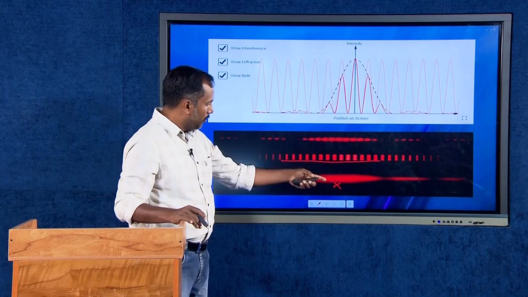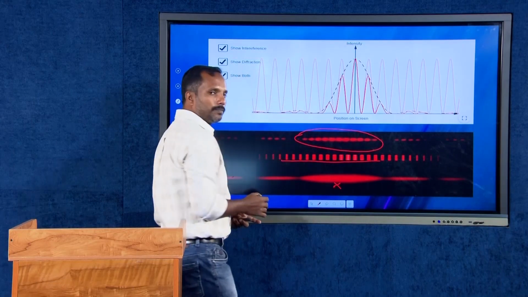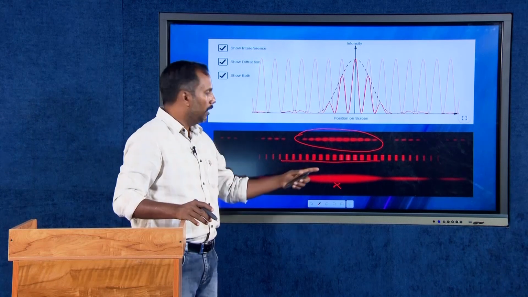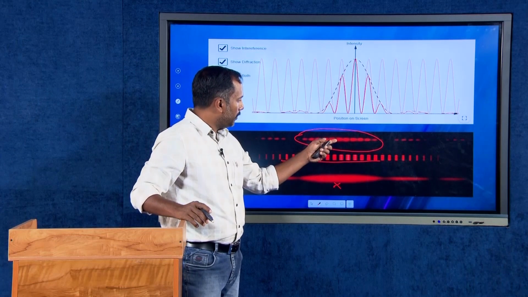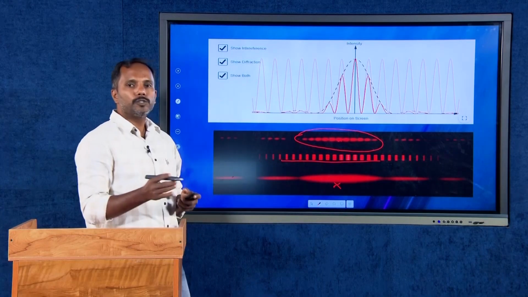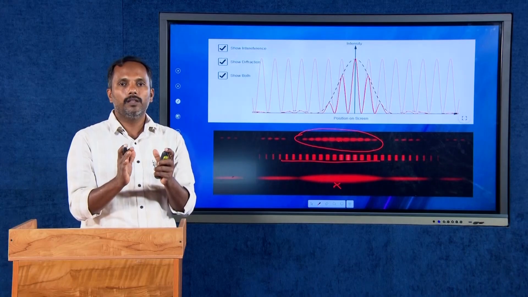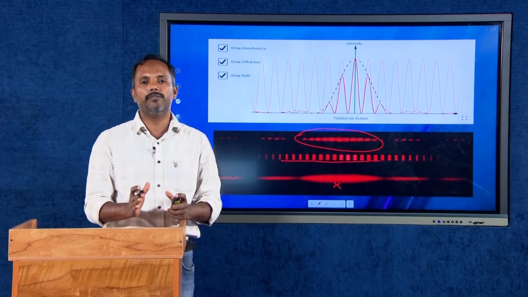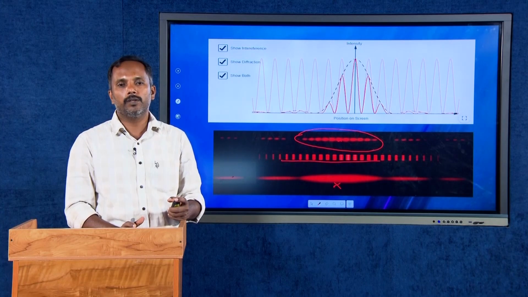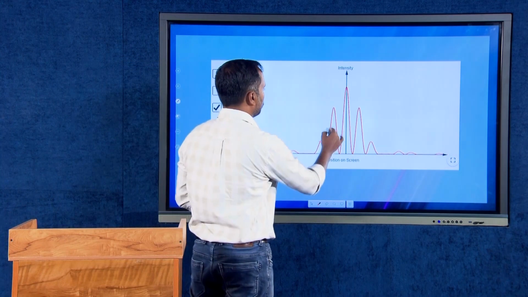Now, both together form a pattern like this. Here you can very clearly see that corresponding to the central maxima, there are some dark spots like this. That corresponds to the interference pattern inside the central maxima. That means you can clearly understand that the pattern formed is the combined effect of diffraction and interference. If we consider only the pattern of the double slit, it looks like this. So, this will be a maxima center.